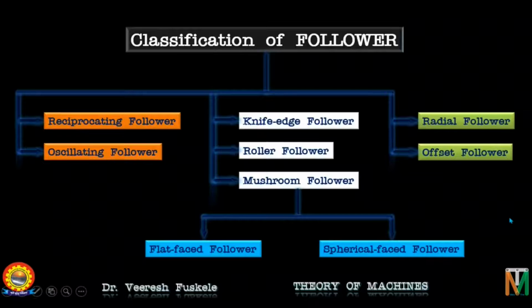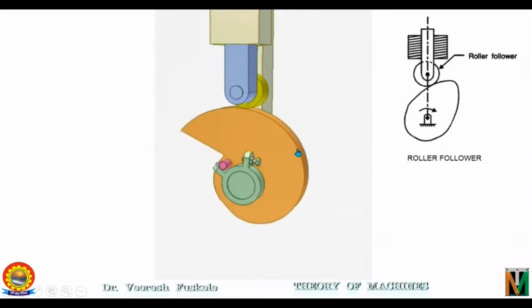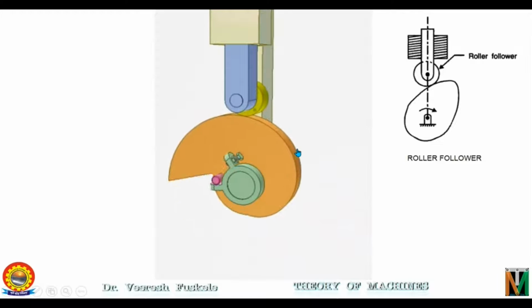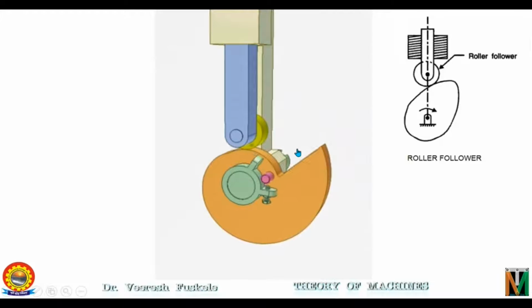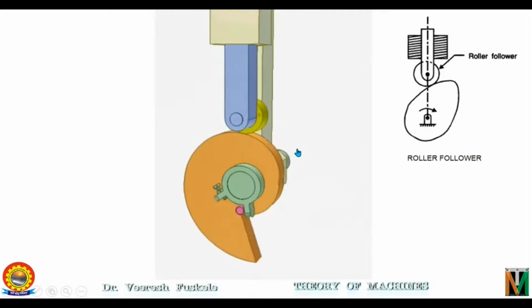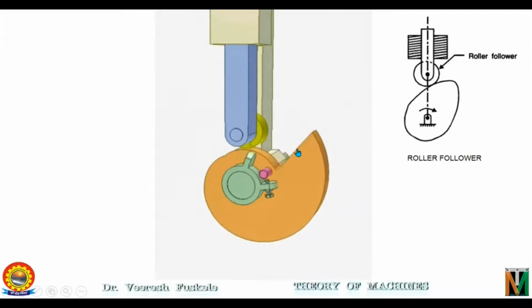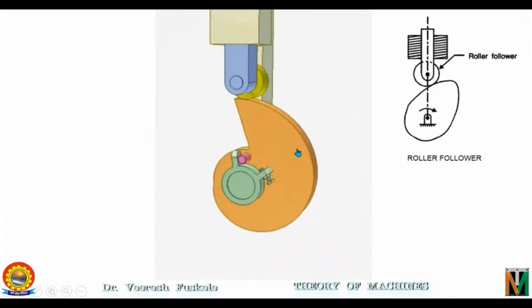Next we have roller follower. This is a roller follower. You can see that roller follower has a cylindrical roller free to rotate about the pin joint. That is, the roller of the roller follower is making the revolute joint with the follower. The roller of the roller follower is always in contact with the profile of the cam. This is the widely used follower.